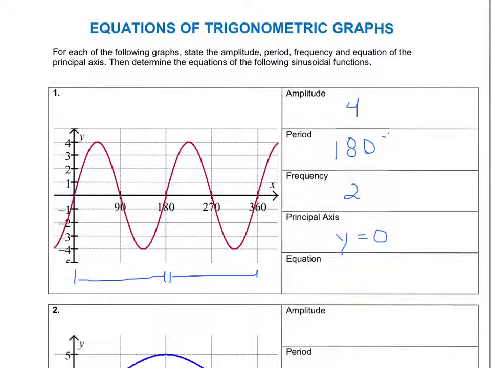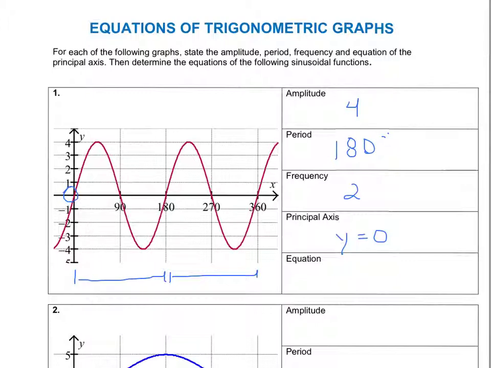Now, some people would say, Mr. Mtula, how do you know that the equation should be a sine graph or a cos graph? Well, my biggest hint is the following. If the function starts at the principal axis, like it does here, then it's a sine function. If it doesn't start at the principal axis, then it's probably a wise idea to use the cosine function.